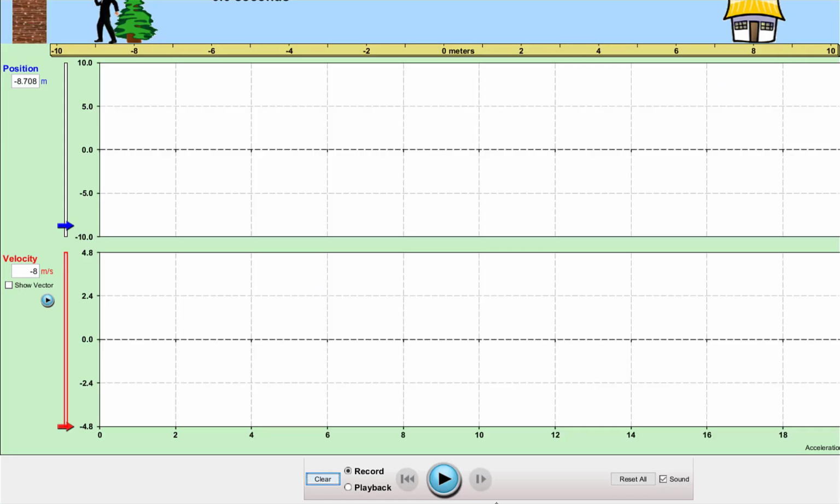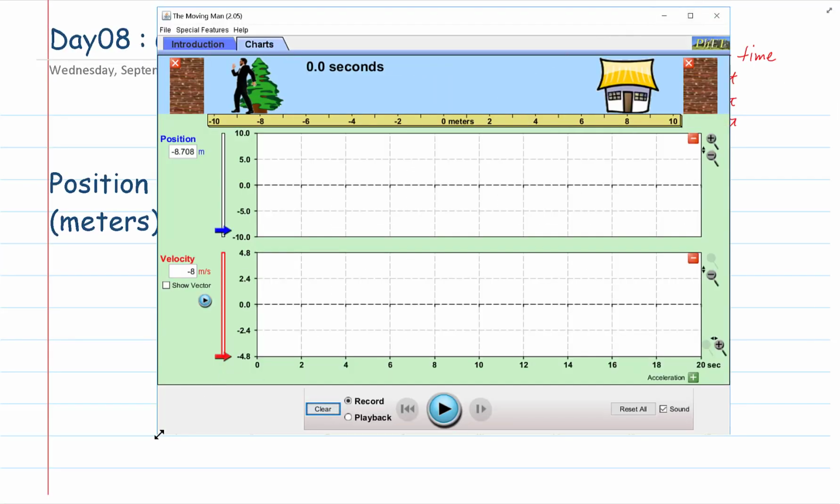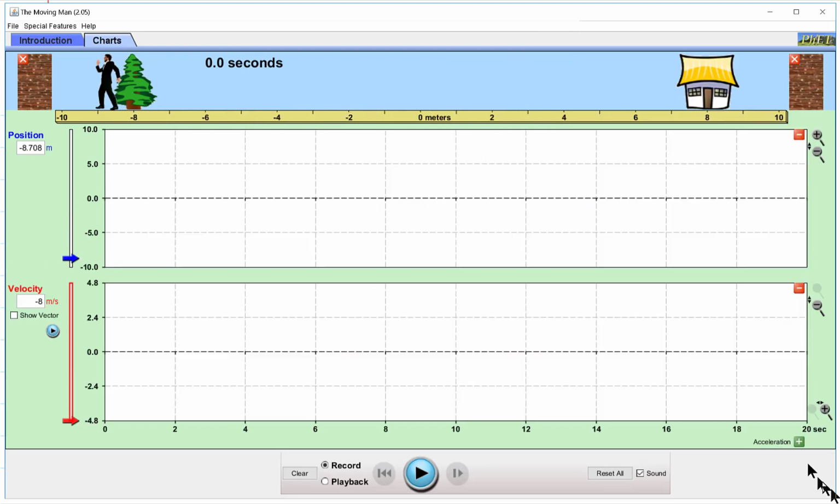Here is a little Java app that I use called the Moving Man. Okay, let's try to fit this into the screen that I'm recording. There we go. So the Moving Man, I can type in a number here. Maybe he's at 0, the origin. Or he could be at -8 position. He's at the tree. If you want to put him at the house, that would be a position of 8.